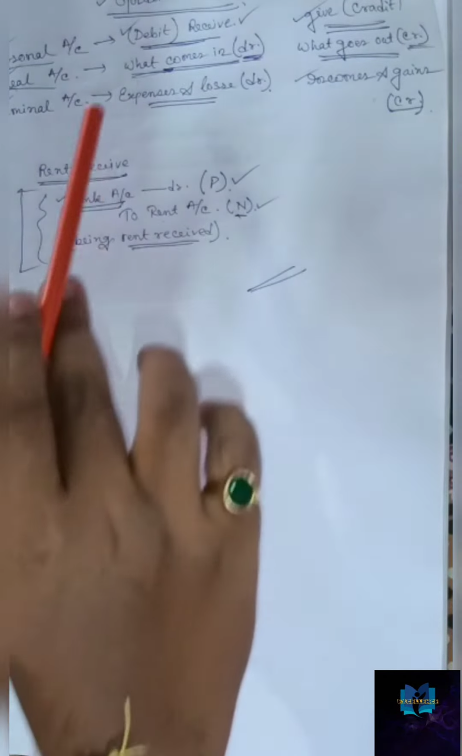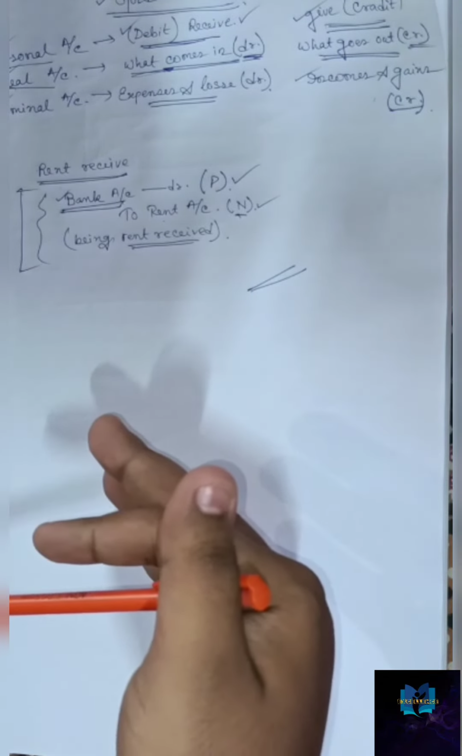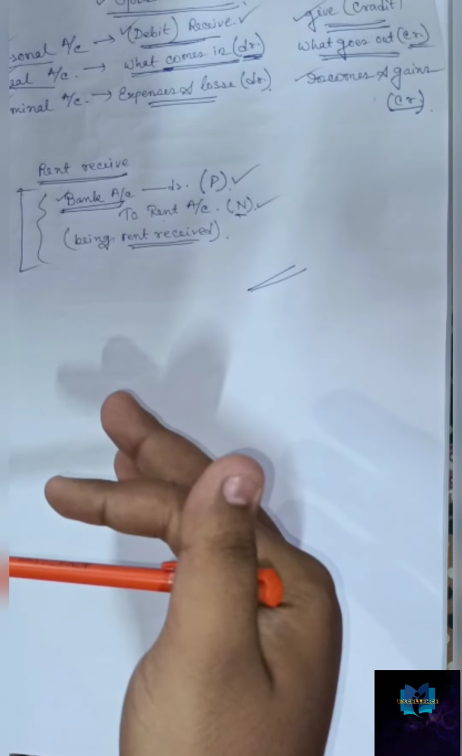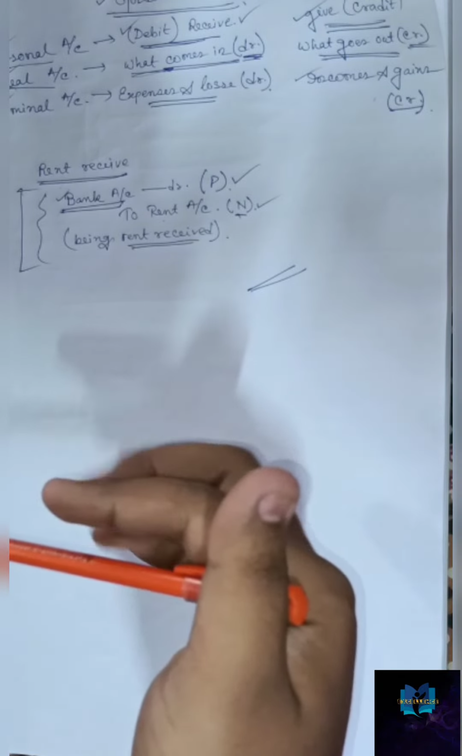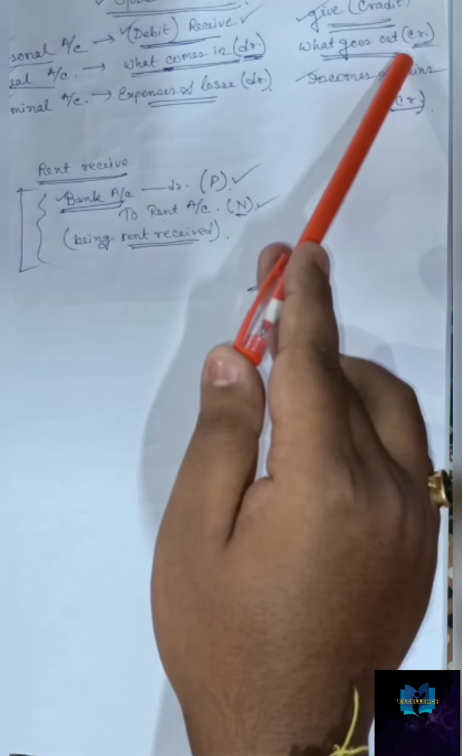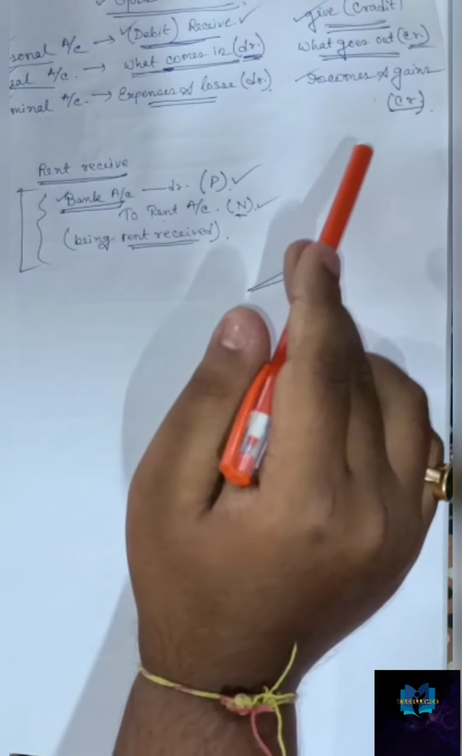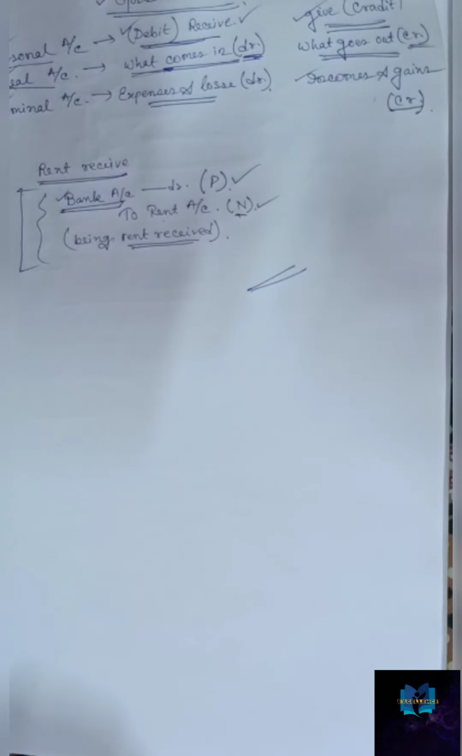In real account, what comes in is debited, what goes out is credited. Means when we are purchasing goods, the purchase account will be debited, and what we are giving, say cash, since we are gaining goods and giving cash, the cash will be on the credit side. But in nominal account it is fully reversed, because expenses and losses are listed on the debit side and incomes and gains are listed on the credit side. That is why we write this in another section.